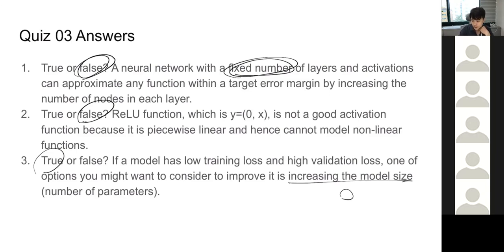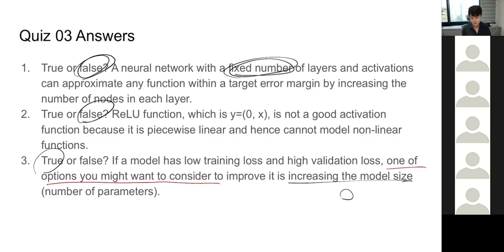Yeah, so you're right. I think the question might also have been a trick question, because you're not wrong. I'm not saying that what you said is wrong. You might also want to consider reducing the number of parameters. But what I wanted to say is that's not the only option. In many cases, it's also true that you might want to consider improving it by increasing model size. So it was maybe a trick question, because I said that one of the options you might want to consider, right? It's not like that's the only method you should consider. And you're right.